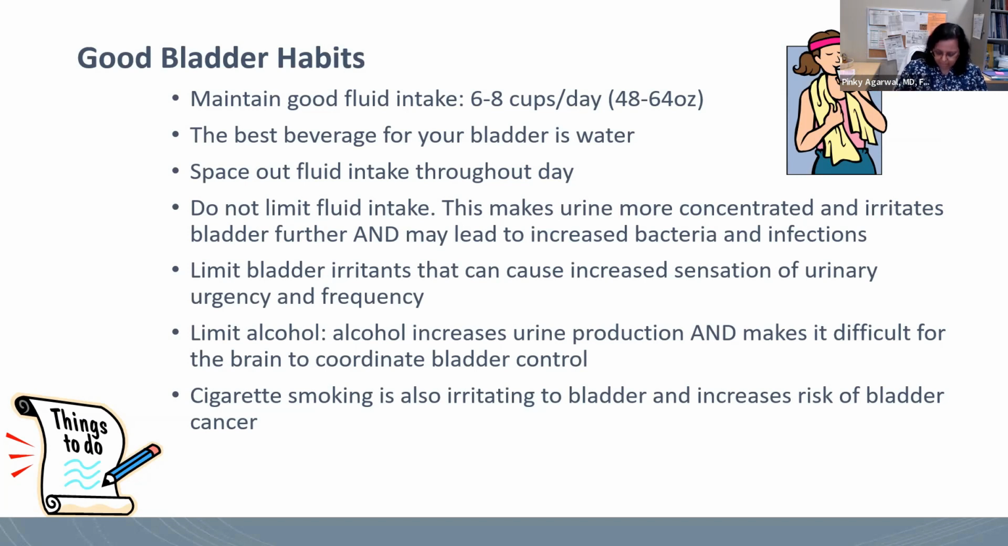Alcohol in particular is important to avoid. Alcohol not only increases your urine production, but it also makes it difficult for the brain to coordinate bladder control. Lastly, cigarette smoking is very irritating to the bladder and can increase your risk of bladder cancer.